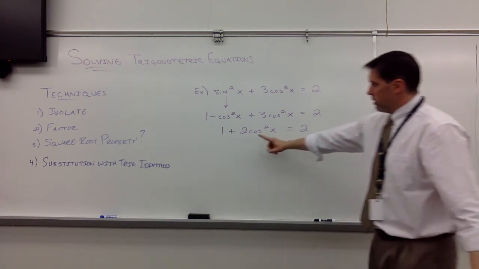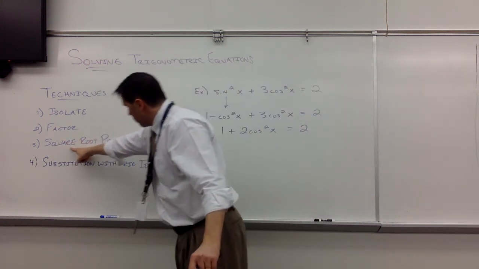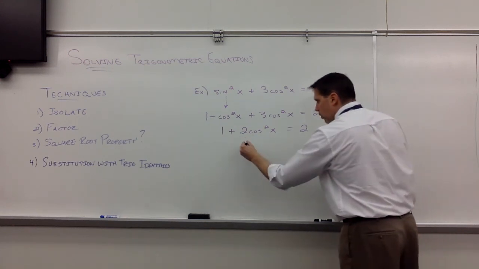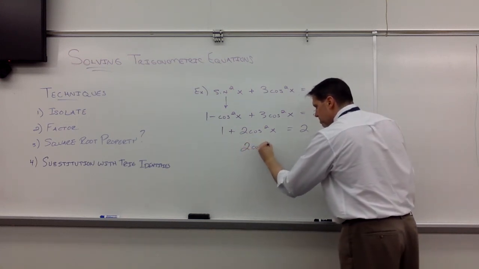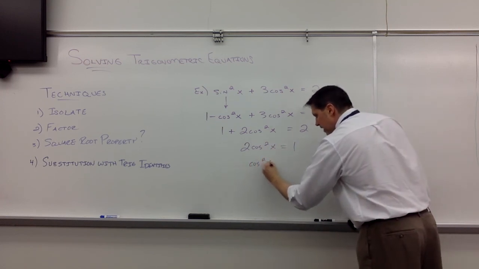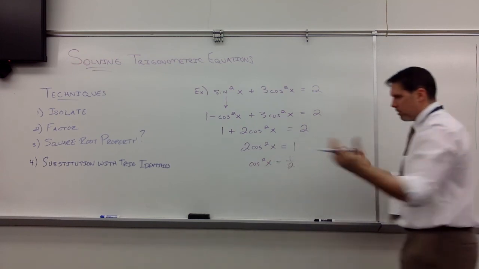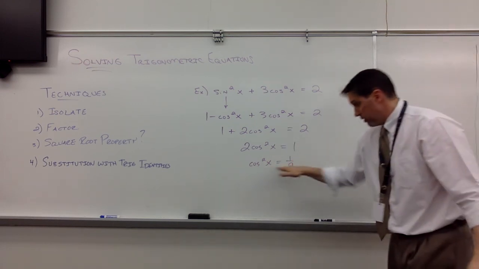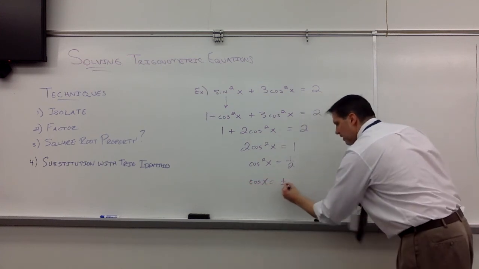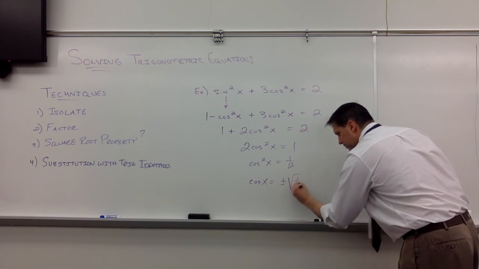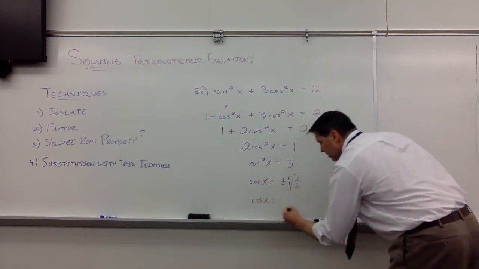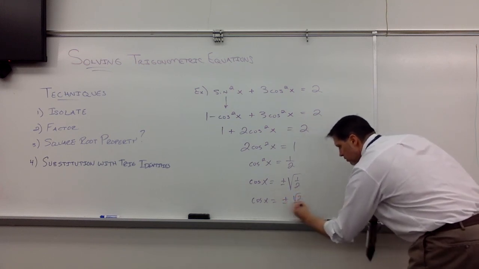And then we can see we're going to probably do something like the square root property here. Let's isolate cosine squared. So I'm going to subtract 1, divide by 2. Now be careful. A lot of people stop here and they think, oh, so cosine is 1/2. No, cosine squared is 1/2. That means cosine is plus or minus the square root of 1/2, which is square root of 2 over 2. So cosine of x is plus or minus square root of 2 over 2.